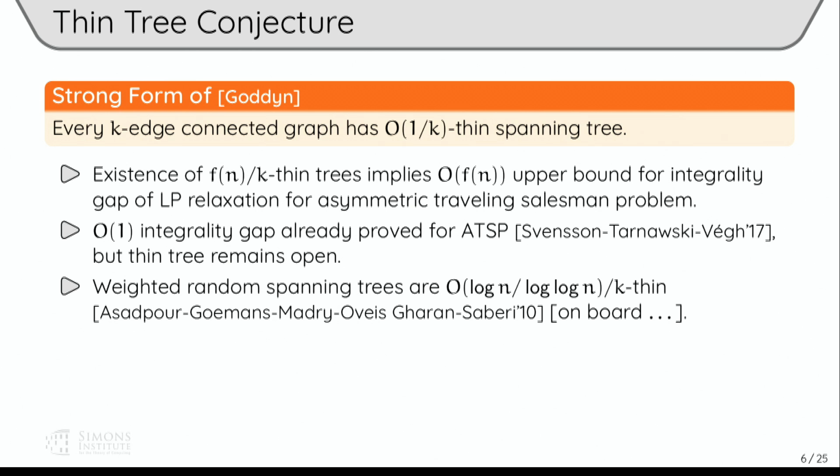The first time that you see this conjecture, the first method that you might try to use is to look at what random spanning trees look like, right? Maybe you have concentration phenomena, and random spanning trees satisfy some sort of thinness with some loss, maybe. That's exactly what Asadpour, Goemans, Madry, Oveis Gharan, and Saberi did. Let me tell you briefly what you can get using randomized rounding.